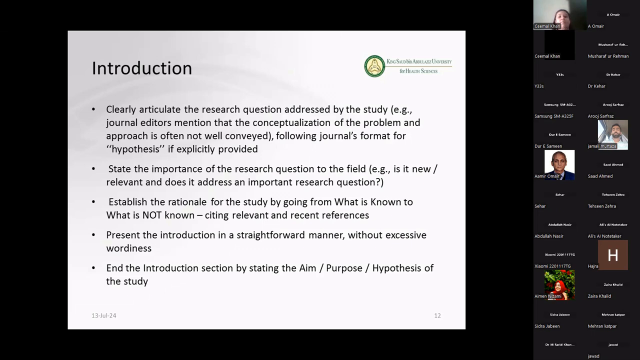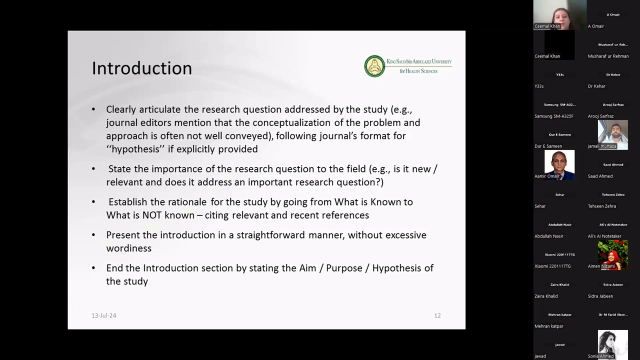Why is the introduction important? Because as a reviewer, I will not look at the abstract first. I will start reading the article from the introduction, go to the end, then go back to the abstract to see whether things have been covered appropriately in the introduction or not. The editors will look at the abstract first.